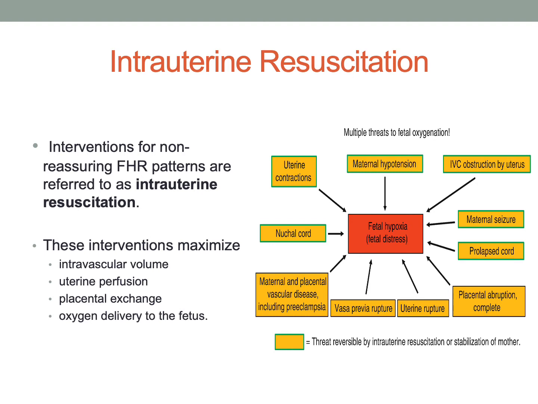Maternal and placental vascular disease, such as preeclampsia, vasa previa rupture. We'll talk about that in other chapters, but it is a condition that you must be aware of. Uterine rupture, complete placental abruption, cord prolapse, maternal seizure as a result of eclampsia, and IVC obstruction by the uterus. So these are all events that can occur that will compromise fetal oxygenation. And so we're going to talk about how we address this. If these things are going on, what are we going to do?